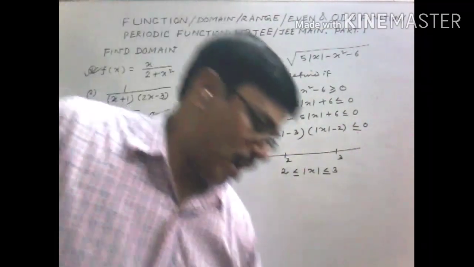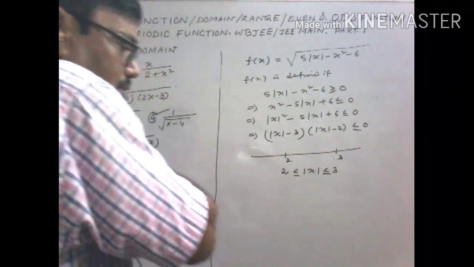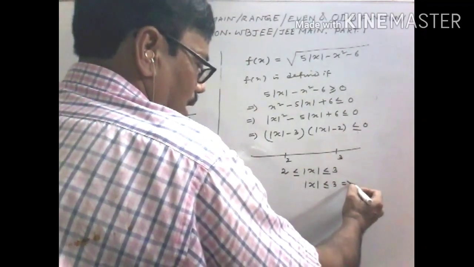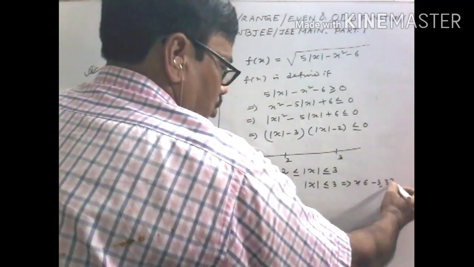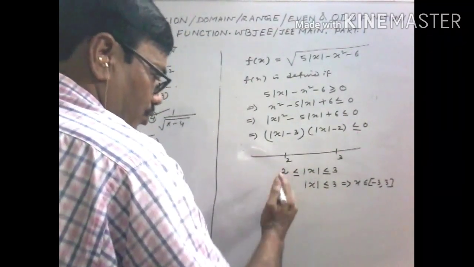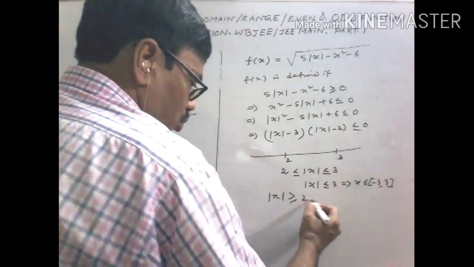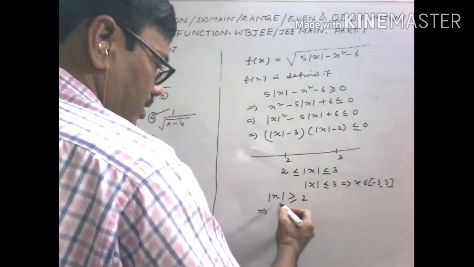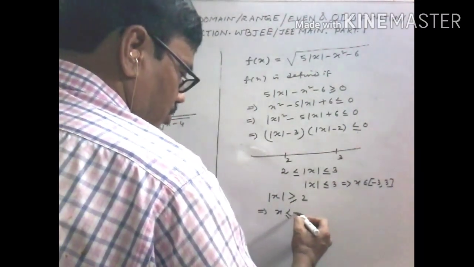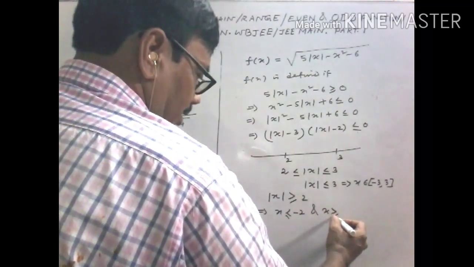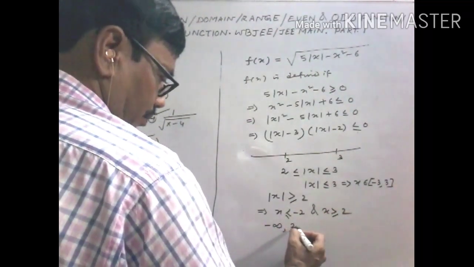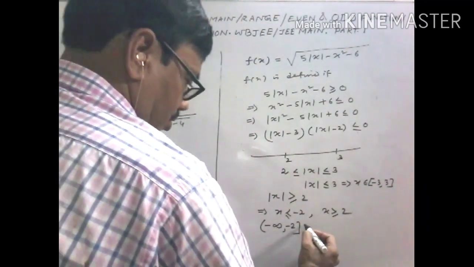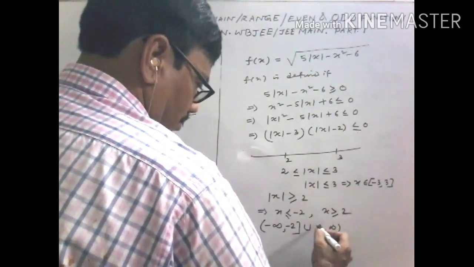Now we have to solve these inequations. |x| less than or equal to 3 implies x belongs to minus 3 to plus 3. And this one is |x| greater than or equal to 2. Greater than or equal to 2 means outside the interval. That is, |x| greater than or equal to 2 means x less than or equal to minus 2 and x greater than or equal to 2. So in terms of interval, this one is this comma this, union 2 comma infinity.